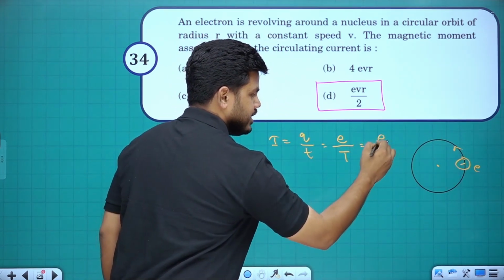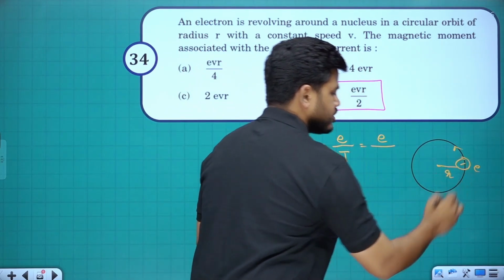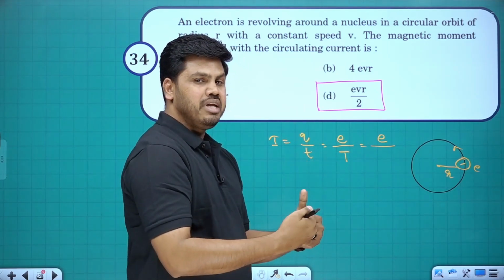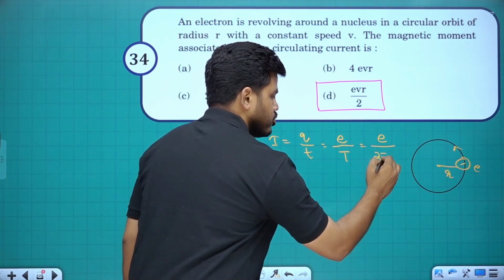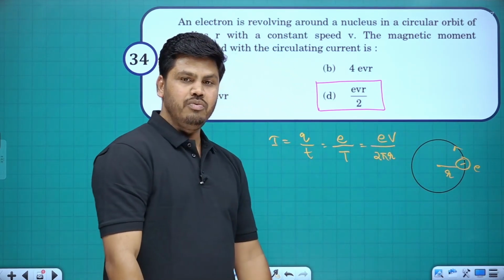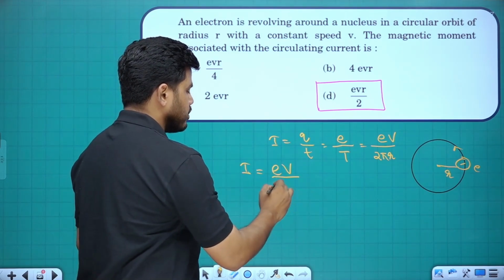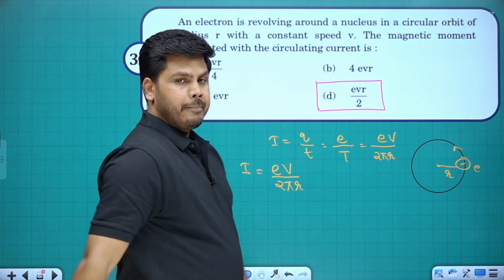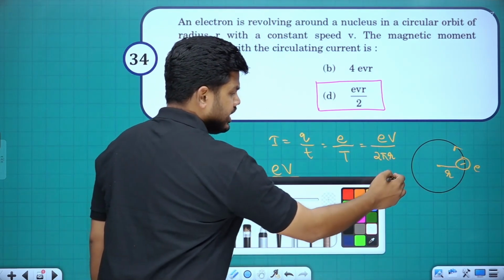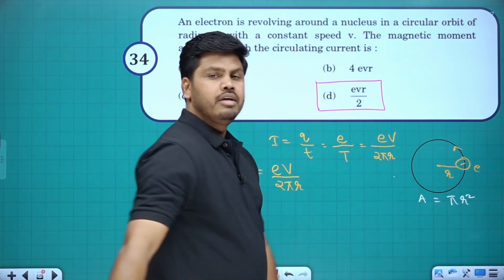The time period of revolution: if the radius of the circular path is r, the time period is total distance by speed. Total distance in one revolution is 2 pi r, divided by v. So basically current I is equal to ev divided by 2 pi r. I hope it is clear. That is the current. And what about the area? Area of this loop, if r is the radius, will be pi r square.